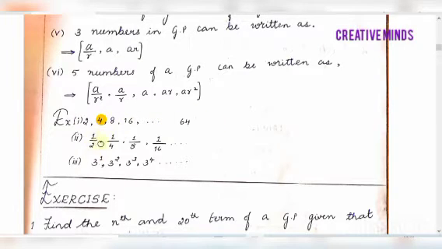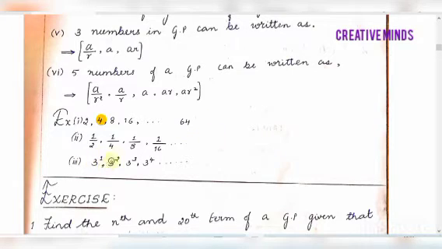Next example: 1 by 2, 1 by 4, 1 by 8, 1 by 16. Here also A2 by A1 is 1 by 2. A3 by A2 is also 1 by 2. So the ratio is 1 by 2. So R is 1 by 2.